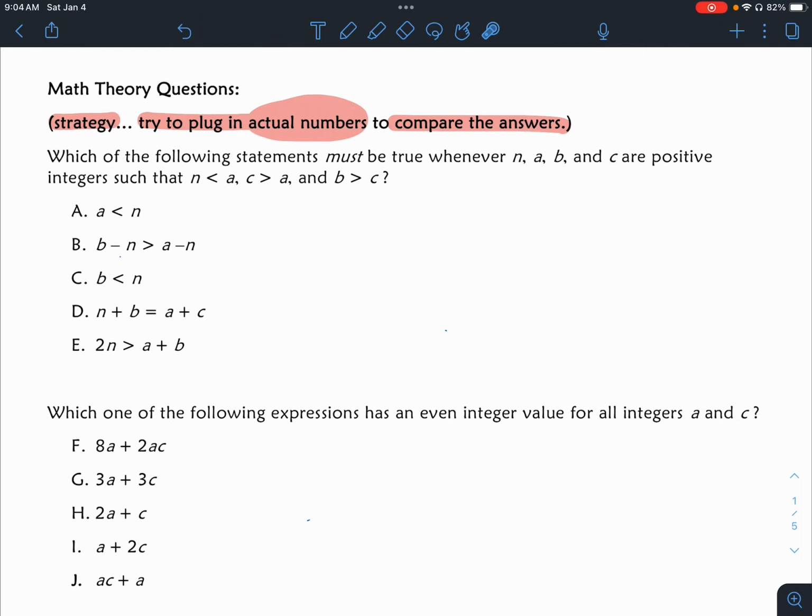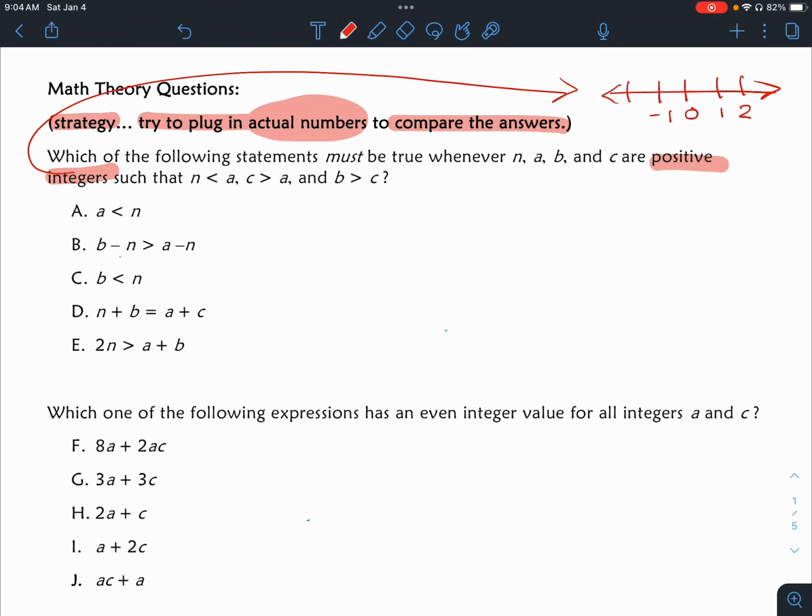This is saying which of the following statements must be true whenever n, a, b, and c are all positive integers. So I'm going to do a quick refresher as to what an integer is. If you were to picture a basic number line where you have 0 in the middle, and then you label -1, -2, -3, etc. on the left, and then 1, 2, 3 on the right, that's what we're talking about when we talk about integers.